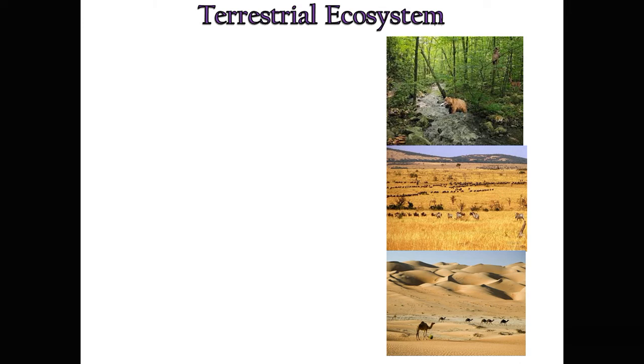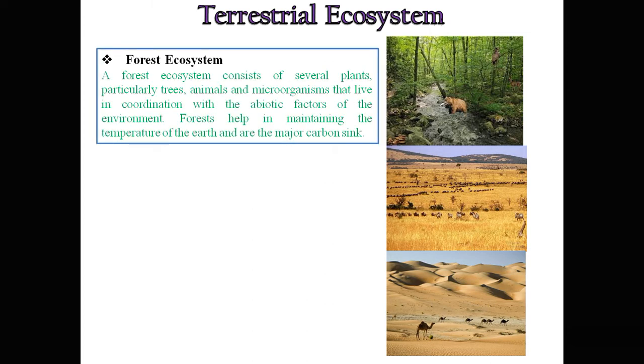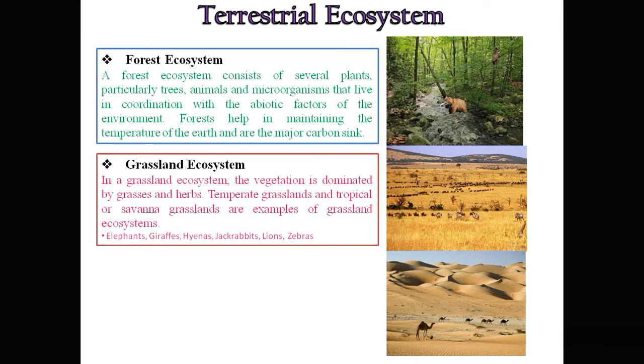Terrestrial ecosystem is classified into different ecosystems, such as forest ecosystem. A forest ecosystem consists of several plants, particularly trees, animals, and microorganisms that live in coordination with the abiotic factors of the environment. Forests are important as they help in maintaining the temperature of the earth, and they are the major carbon sink. The second type of terrestrial ecosystem is grassland ecosystem.